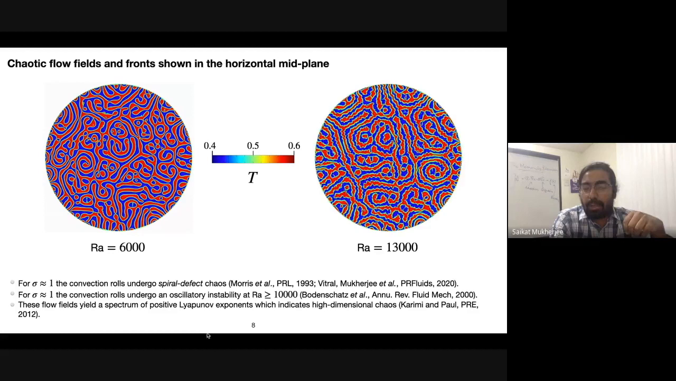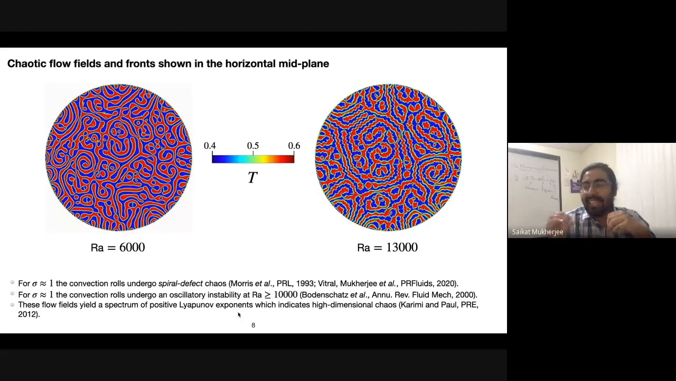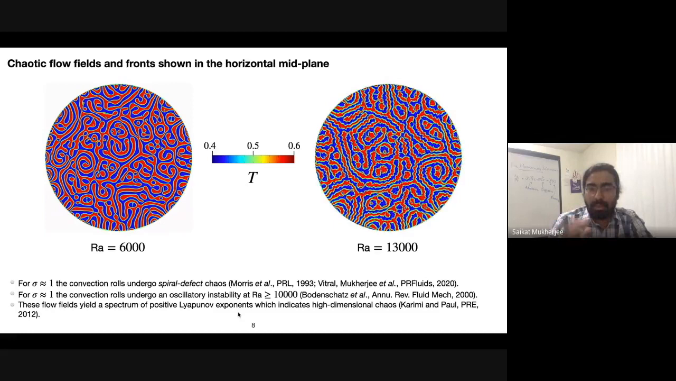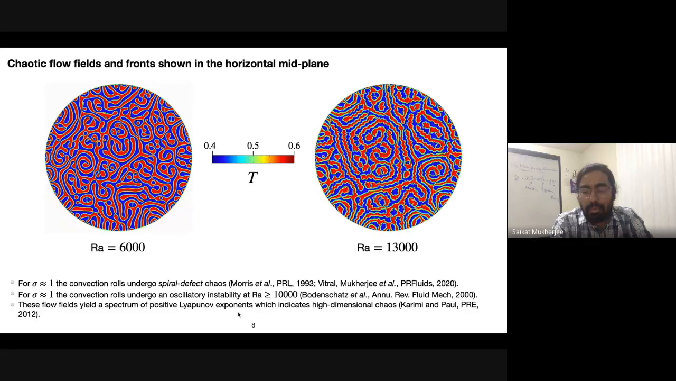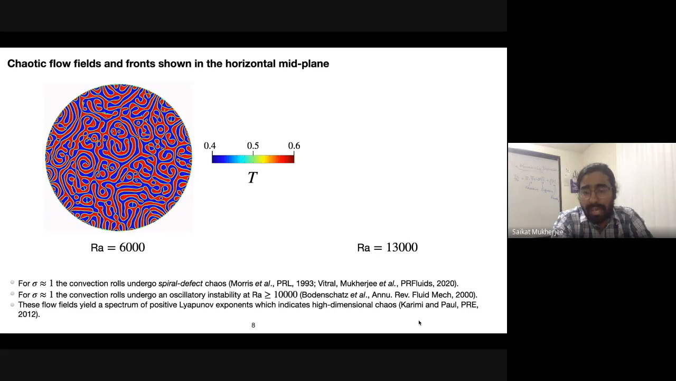Now, if your system shows positive Lyapunov exponents, that is indicative of that system being chaotic. So that's, I think, the most rigorous definition of chaos that's there. So we'll see the implication of that as well. And there's a lot of work on that by my supervisor, Mark Paul, which you can check on his website.